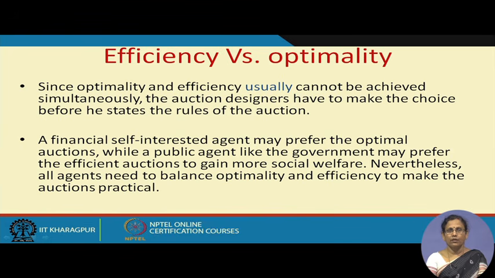Going further, this optimality and efficiency usually cannot be achieved simultaneously. Therefore, the auction designer has to make the choice before he states the rule of the auction. Usually, financially self-interested agents like business houses prefer optimal auctions, while a public agent like the government may prefer an efficient auction to gain more social welfare. Anyway, most agents try to balance optimality and efficiency to make the auctions practical.